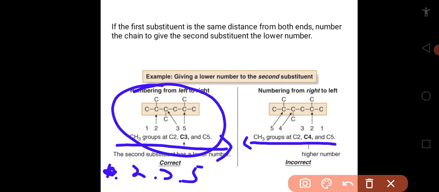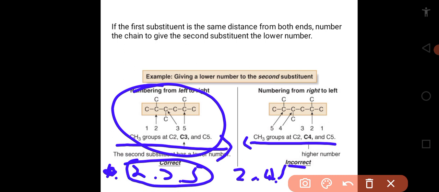This one is incorrect. So also, if you count it in this direction, you have it at carbon 2, you have it at carbon 4, and you also have it at carbon 5. So 2 plus 3 we have 5, then we have 10. So this one is lower, and this one, if you count it, 2 plus 4 we have 6, we have 11. So this one is 11. So if you count it in this direction, the number is higher, and if you count it in this direction, the number is lower. So that is why this one is correct and this one is wrong.